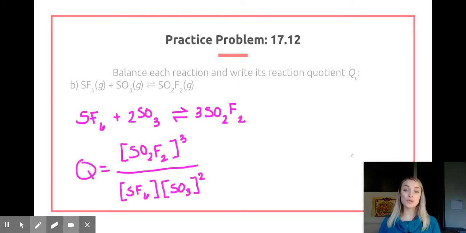So when you've written your reaction quotient, it should look like this. We've got our product, SO2F2 to the third power because of our coefficient of 3, divided by concentration of SF6 times the concentration of SO3 squared because of our coefficient of 2. And again, remember that because this is a reaction quotient and not necessarily a reaction quotient at equilibrium, this represents the ratio of products to reactants at a given point in time in a reaction at a particular temperature.